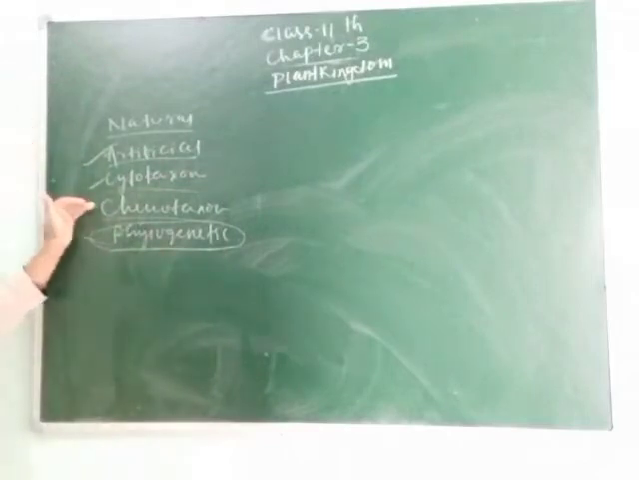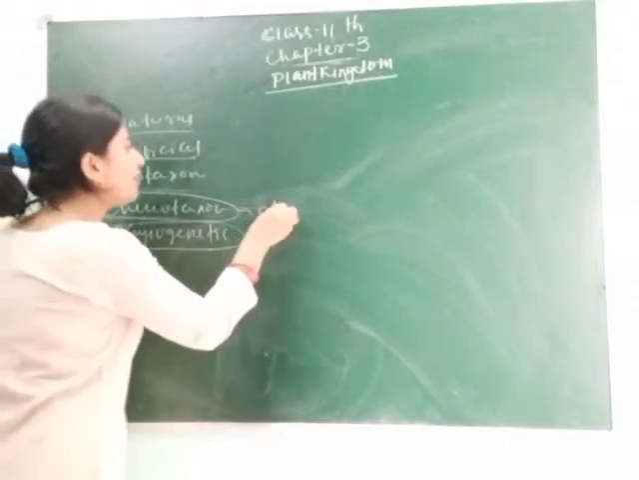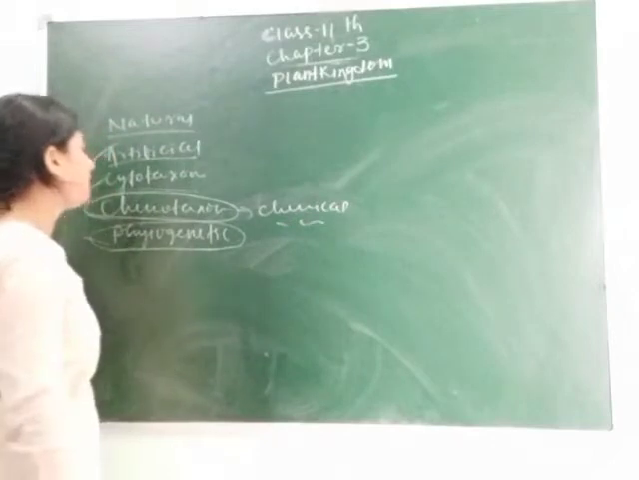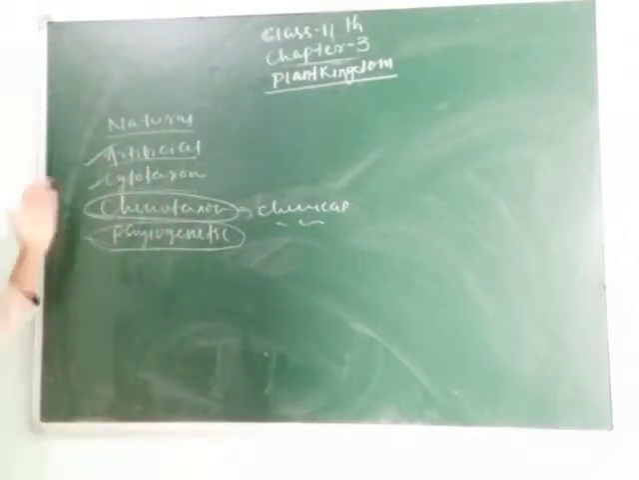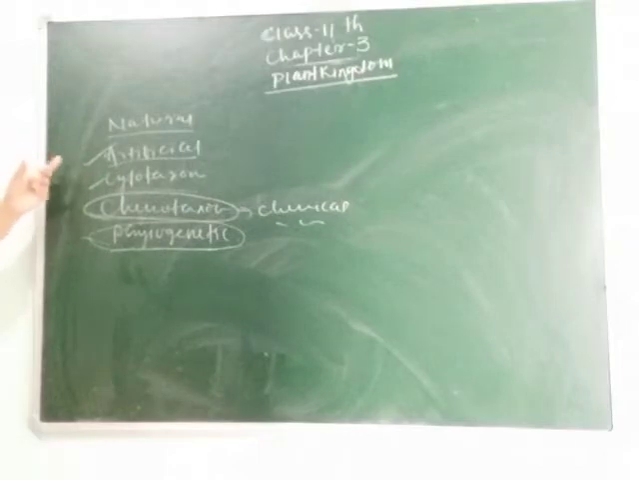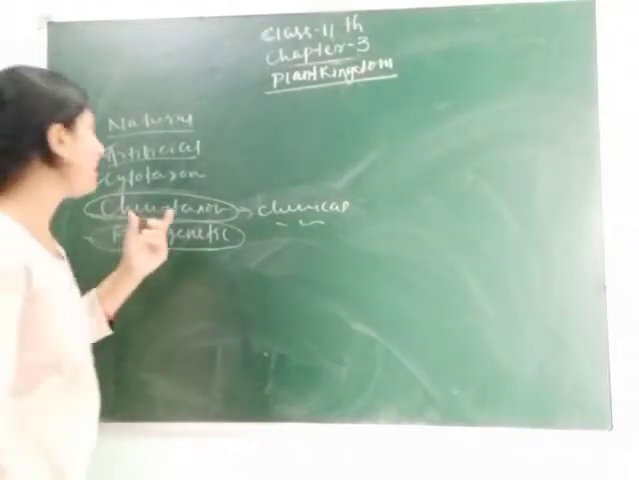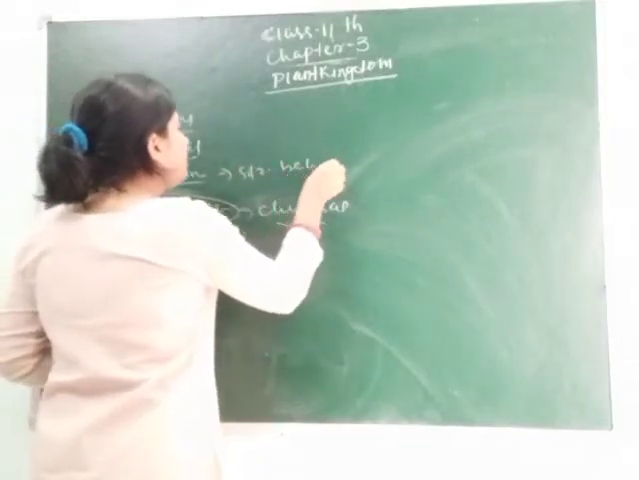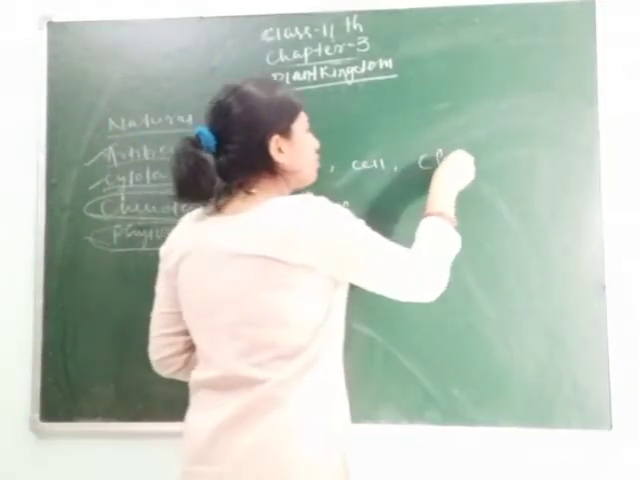Next, chemotaxonomy and cytotaxonomy. From the name chemo you can understand, chemotaxonomy is based on the chemical constituents, the chemical composition of the plant parts. And cytotaxonomy is related with numbers. We can say it is based on structure, behavior, chromosome number, and cell division.